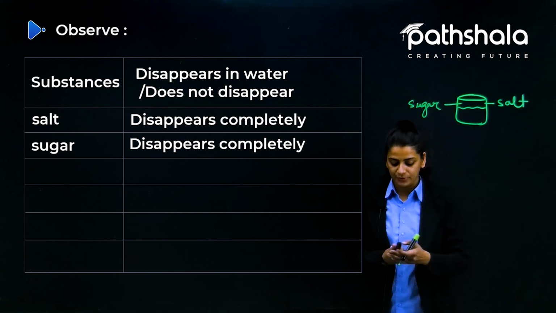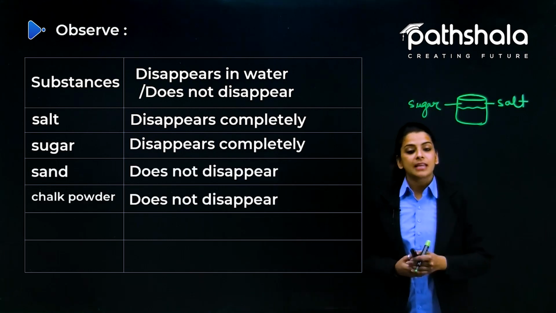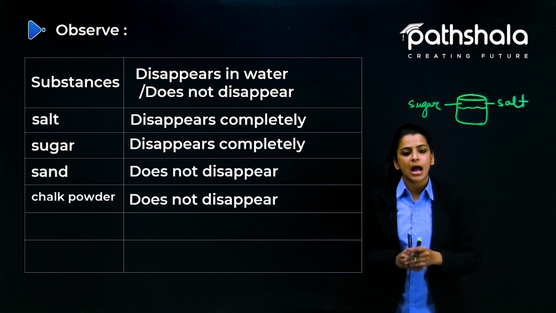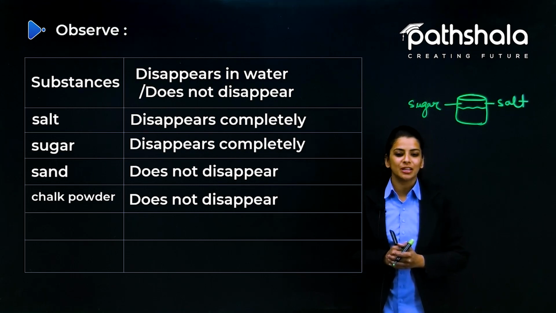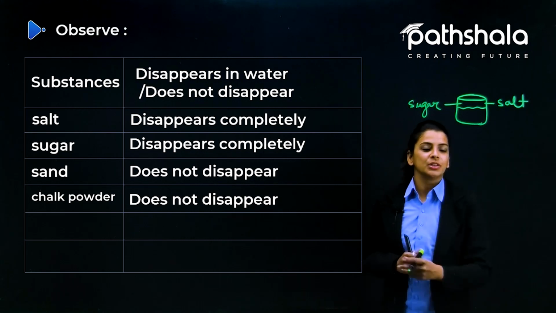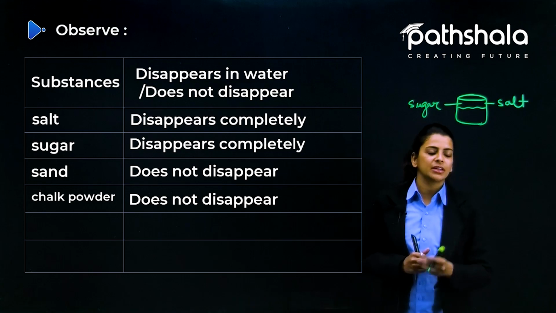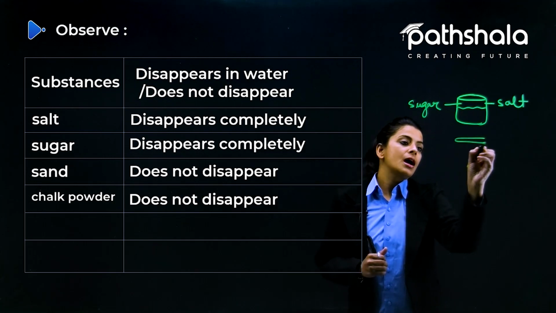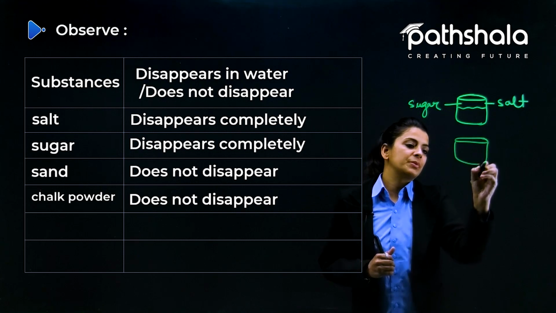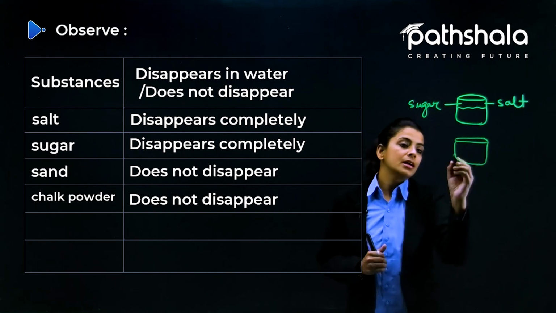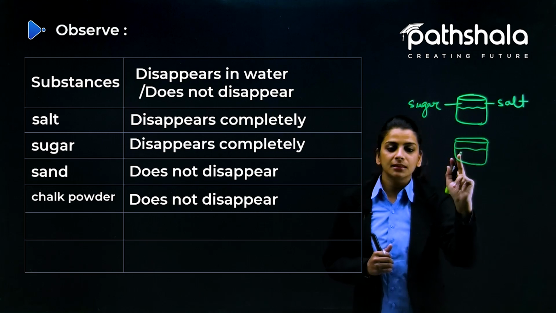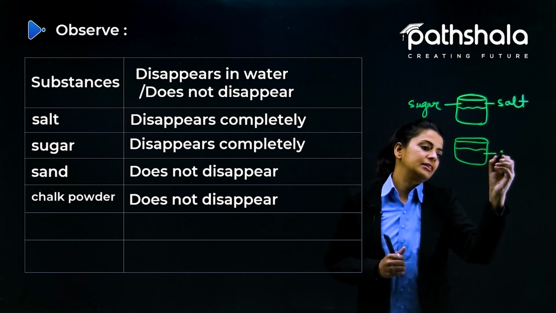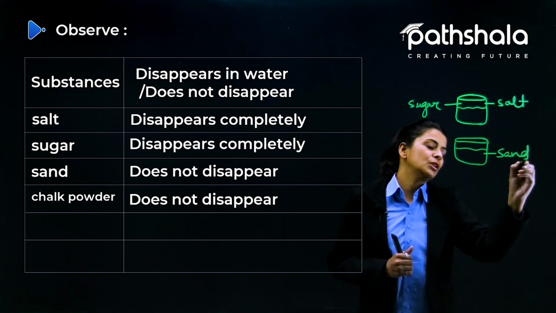Next, we have sand. Sand does not disappear. Also, it is insoluble in the water. So what you do is take a small amount of sand wherever you find it and put it in the beaker. I'm just showing you the second representation of how it looks like. So we have water content like this and we have put sand in it. How will it look?